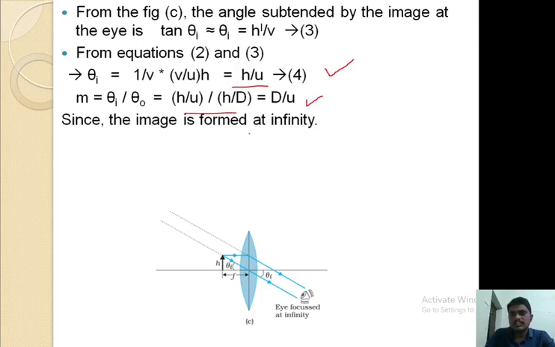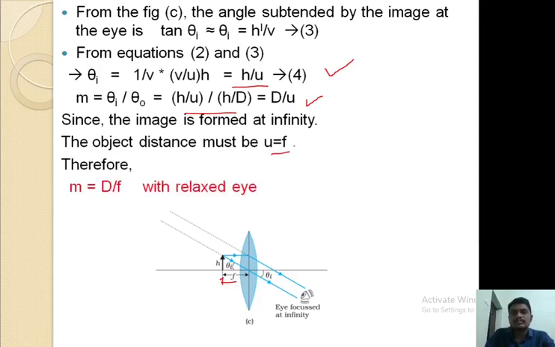Since the image is formed at infinity, definitely the object must be located at the focus. Yes or no? When the object is located at the focus, then only we will get the image at infinity. Therefore u must be equal to f. Therefore the magnification in this case is d by f. When you are focusing on an infinite object, our eye feels relaxed.